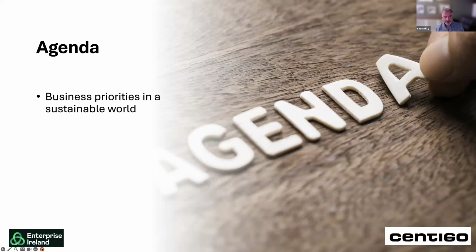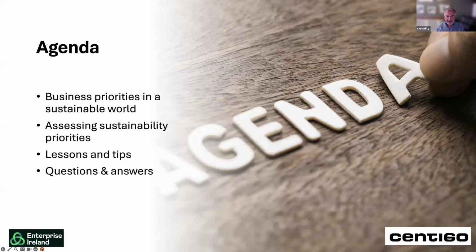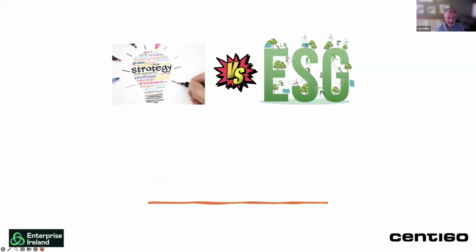Just our agenda, we're going to cover, firstly, business priorities in a sustainable world. Then we'll be talking about how do you assess those sustainability priorities. And finally, some lessons and tips and questions and answers. During the webinar, I will be calling on my colleagues from the panel to contribute to the process. So it's going to be a conversation between me and them, as well as me providing some guidance overall on the issues associated with this.